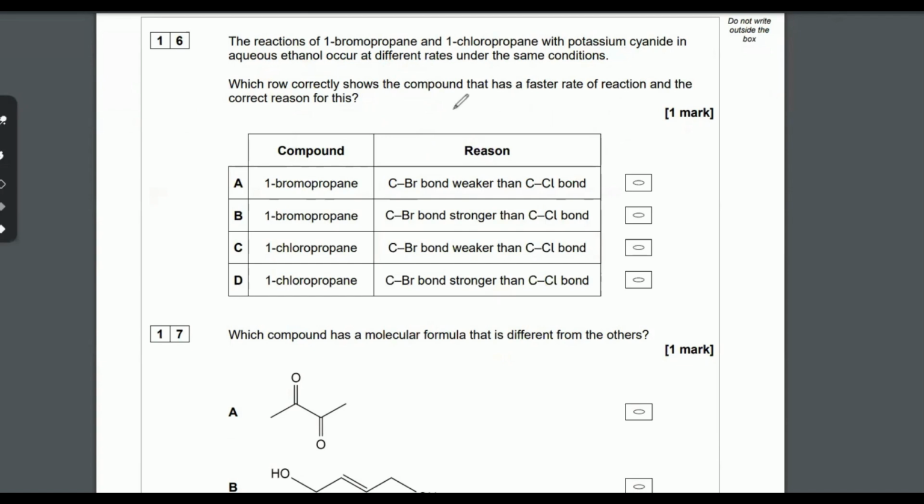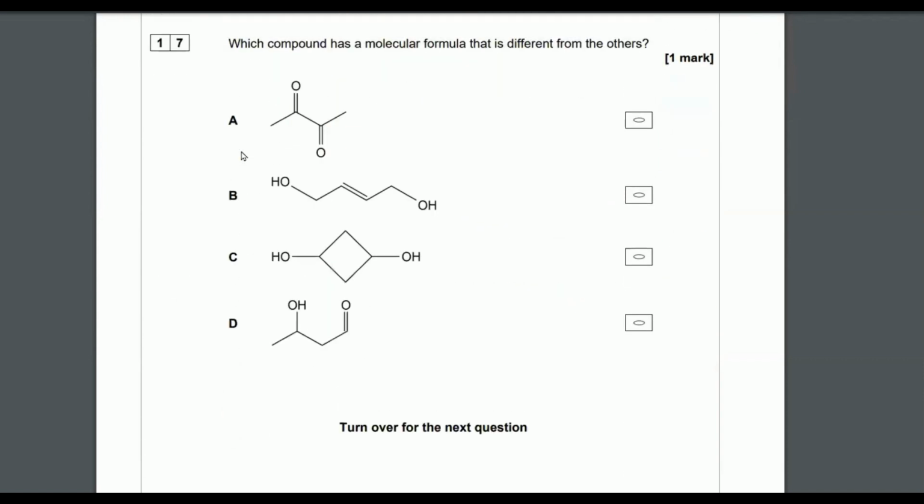Right. So 1-bromopropane is going to break down faster than 1-chloropropane. And the reason being the carbon-bromine bond is weaker. It has a lower bond enthalpy. The mean bond enthalpy of the C-Br is lower than the C-Cl, and it's nothing to do with the polar nature of the bond, because the C-Cl bond is more polar. You'd think it'd be attacked more, but it actually comes down to bond enthalpy.